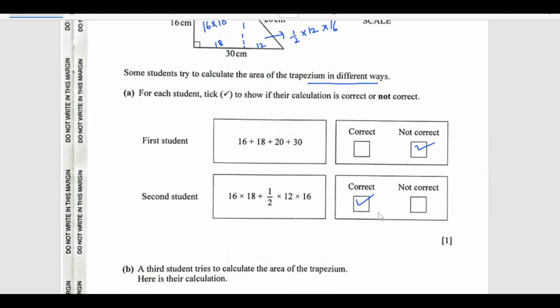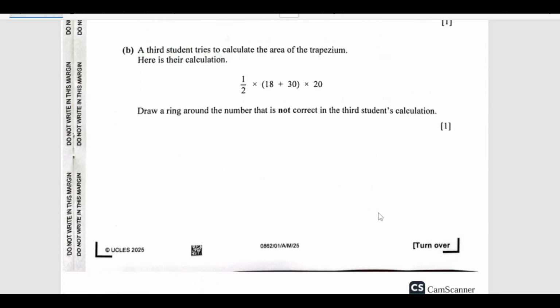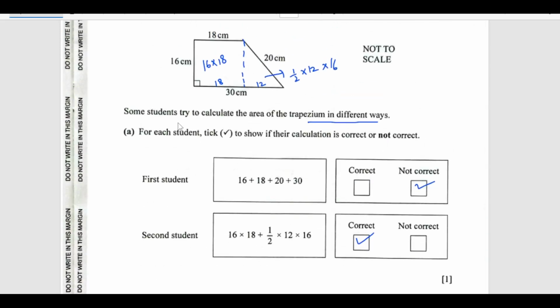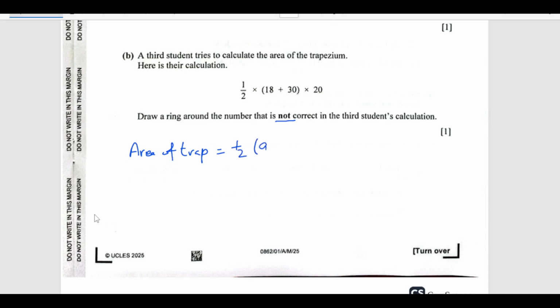Okay. So, B part, a third student tries to calculate the area of the trapezium. Here is their calculation. Draw a ring around the number that is not correct in the third student's work. So, area of the trapezium, we have the formula. Let me write here: area of trapezium is half into A plus B times H.